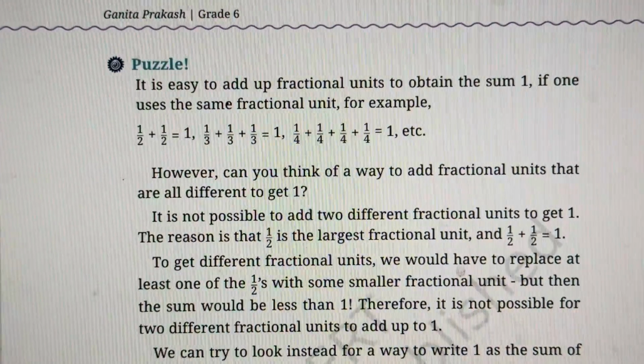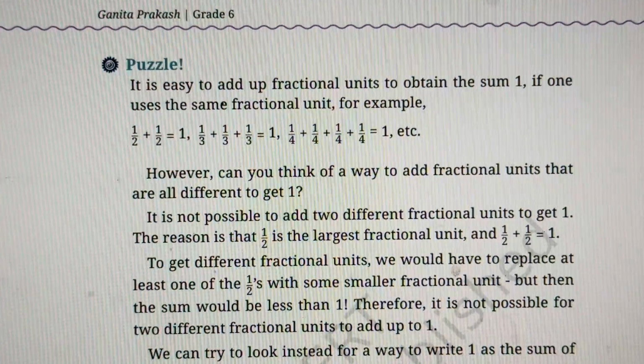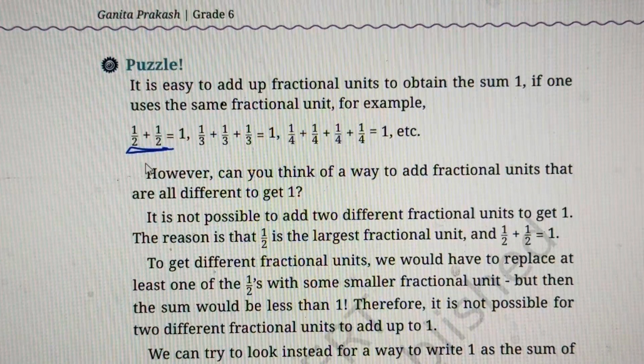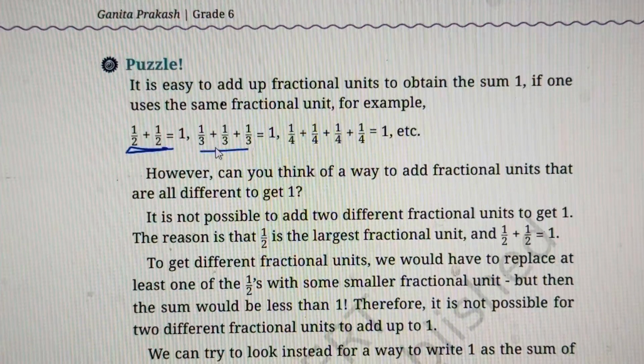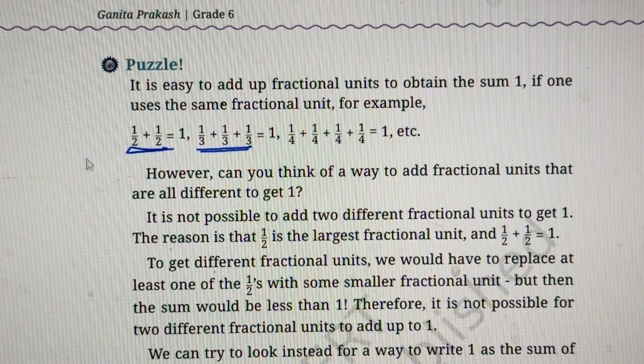So let us see the puzzle. Now it is very easy to add up fractional units to obtain the sum as 1. Like the first one is half plus half is 1, right? 2 halves make 1. Then 3 1/3s make 1.